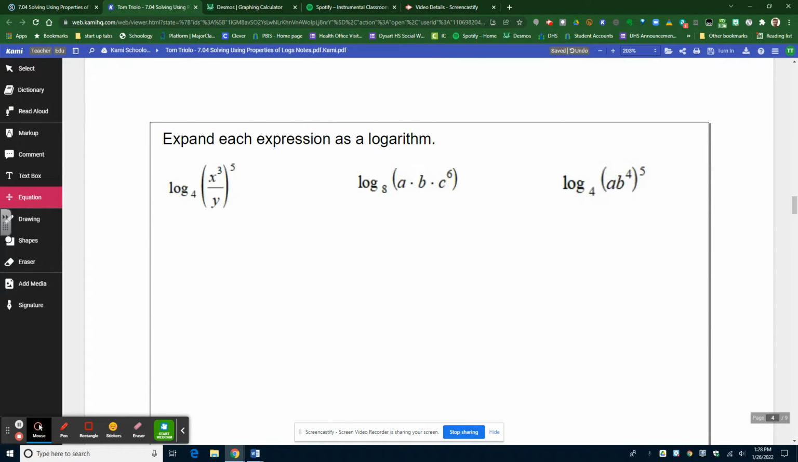This one is doing it in reverse. We're expanding. So we're not going to have a single logarithm. We are going to have multiple logarithms. However many variables you have is how many logarithms you've got. So in the first one, I got 2, so I'm going to make it into 2 logarithms. Second one, I got 3, so 3 logarithms. On the last one, I got 2, so I'm going to have 2 logarithms. I'm going to do the first one and the third one 2 different ways. You can decide which way you like better. The end result is going to be the same.